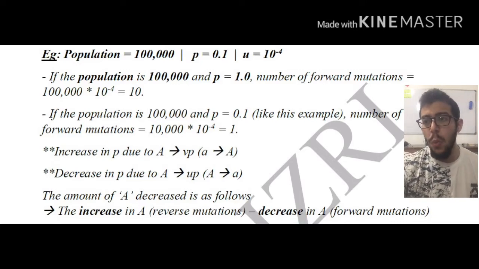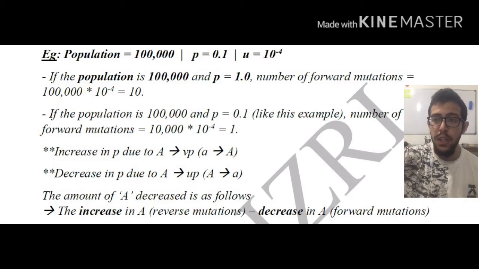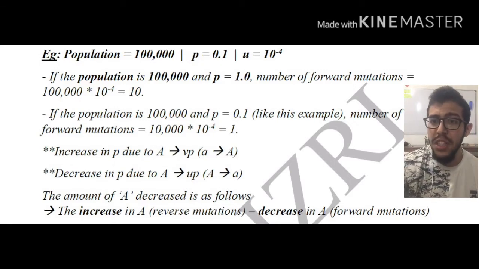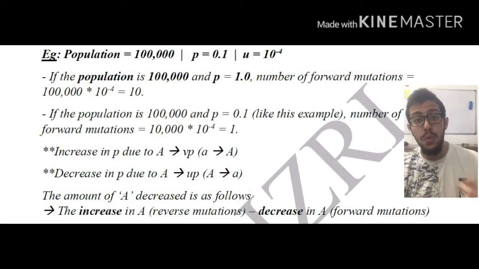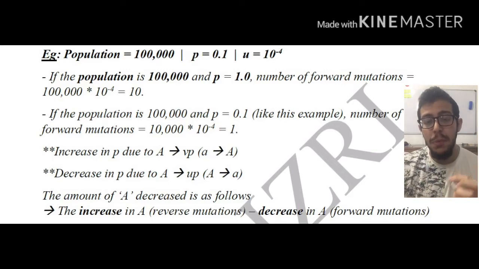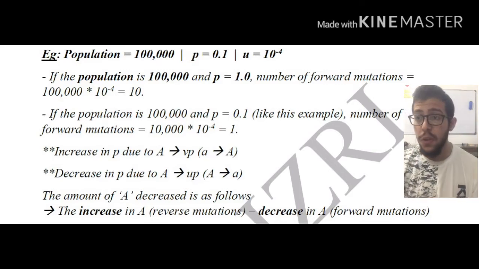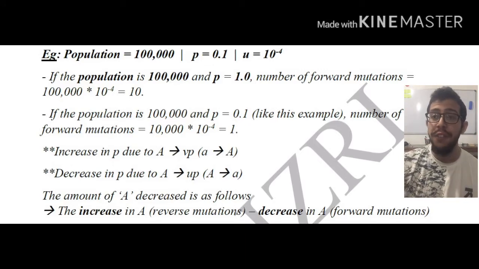If the population is 100,000 and p is equal to 1, by the way, in the question we put the value at 0.1, and now we're taking it at 1.0, but we are going to get to the primary question later. So if the population is 100,000 individuals and p is 1.0, the number of forward mutations, like we mentioned in the previous slide, is going to be 100%, which is N, the population, multiplied by the forward mutation rate, which is 10 to the power minus 4. Therefore, we get the value of 10.